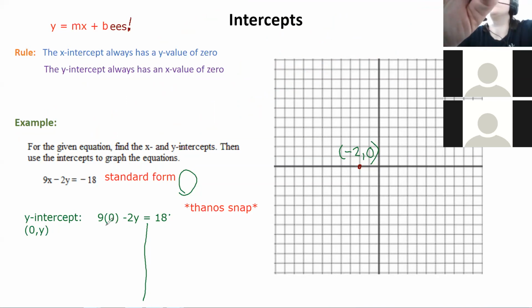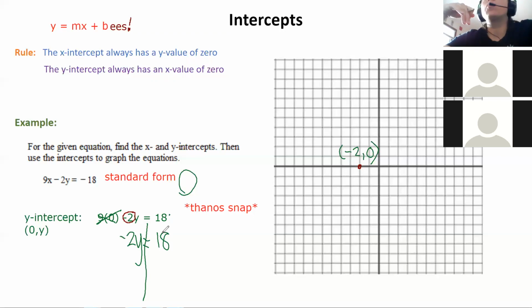Okay, so now what happens with that 9 times 0? What are we left with on this left side of the equation? We Thanos snap it and it's disappeared. We are left with that negative 2y. Don't forget that the 2 is negative. And then the other side becomes 0, totally, and then we can just get rid of it.